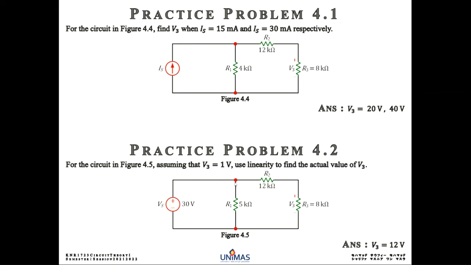Same as this one, using linearity, assume V3 is equal to 1 volt. So you assume here 1 volt, okay. And then you go back and find what the V3 of 1 volt would cost from the VS. So if VS is equal to some value, in this case, maybe let's say 60 volt, then the V3 should be 2 volt and so on, right?